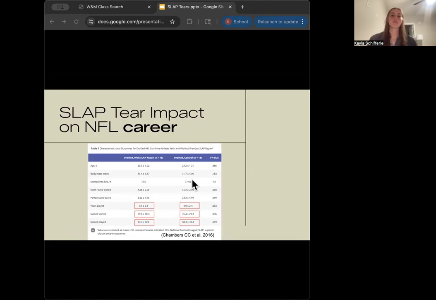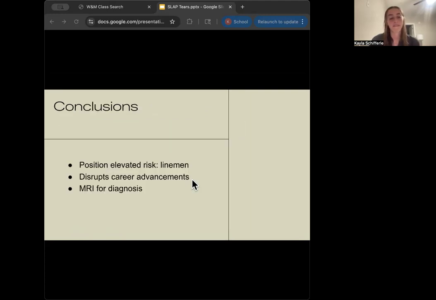Another thing to note was that SLAP tears among NFL players had significant practical effects. Although the overall incidence rate of SLAP tears was relatively low, they significantly impacted players' NFL careers. Players who had their SLAP tears surgically repaired missed considerably more time training and started or played fewer matches than those who were healthy. These results demonstrate the significant performance and career consequences linked to SLAP tears, as well as the increased risk of injury among specific positions.